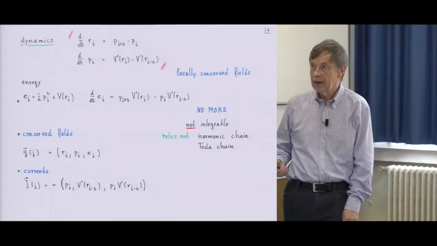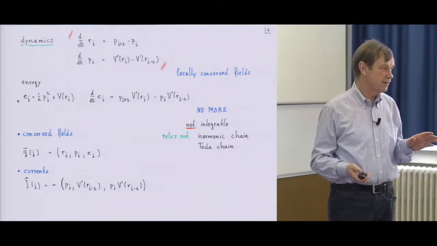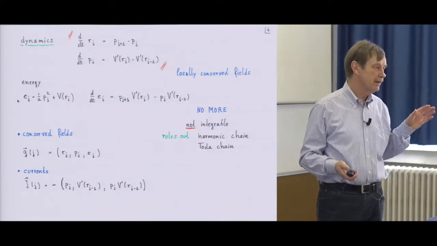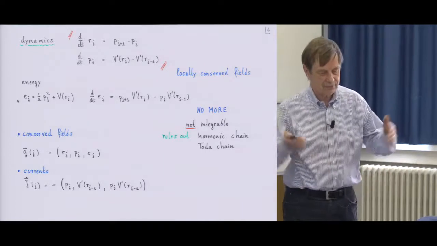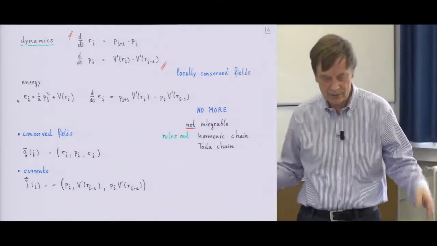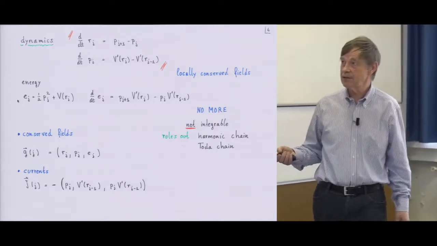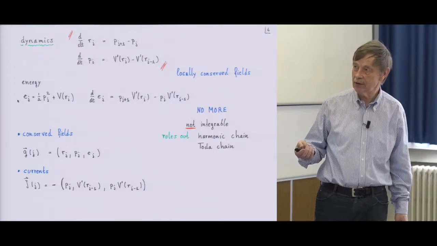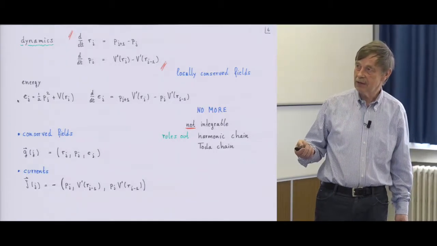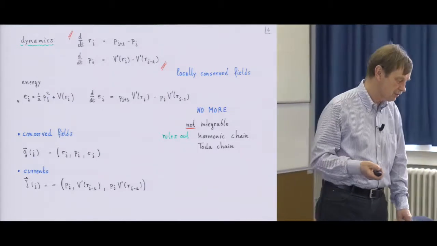Okay. Now, the assumption is that there will be no more. That's a difficult assumption. Nobody knows how to check that, but by experience we know that presumably it's most of the time correct. We have two very famous examples where this is certainly not true. That's of course the harmonic chain, but more importantly this integrable classical system, which is the Toda chain, which is the exponential potential.